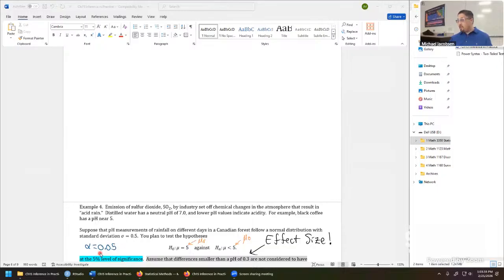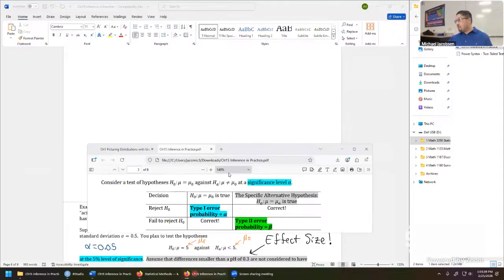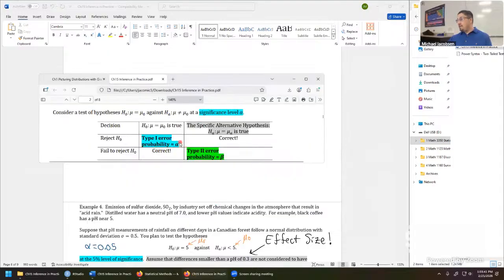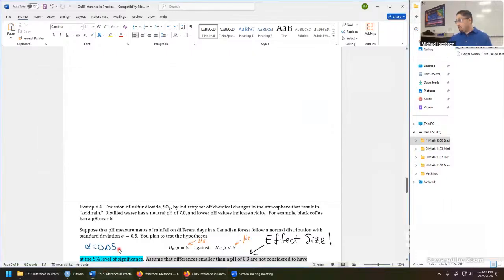They went for a 5% significance level. That tells us they're willing to accept a type 1 error at a 5% chance. Do the study 20 times, and one of them is going to make that type 1 error. That's kind of a bold decision for something that's high stakes, but they went for it.